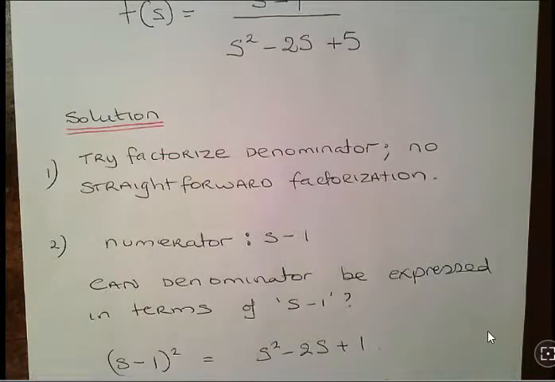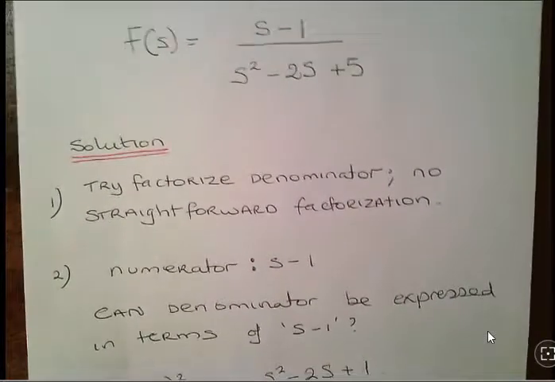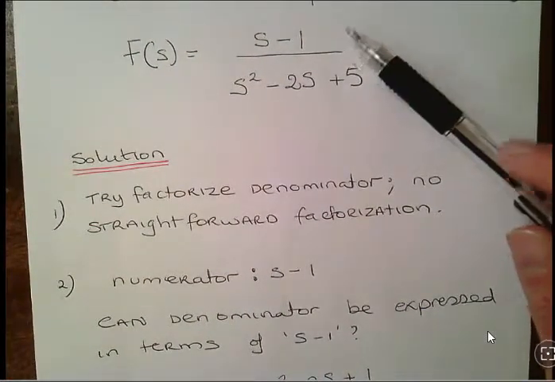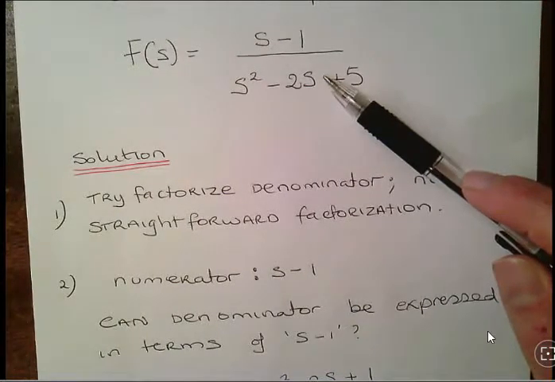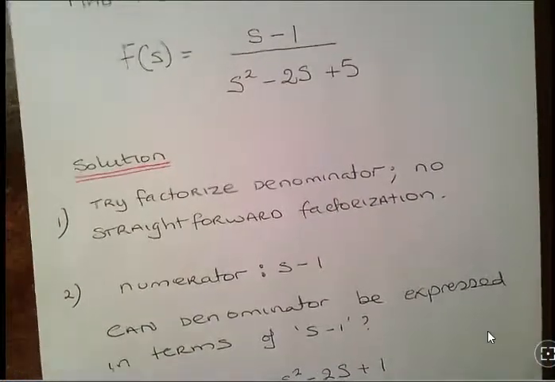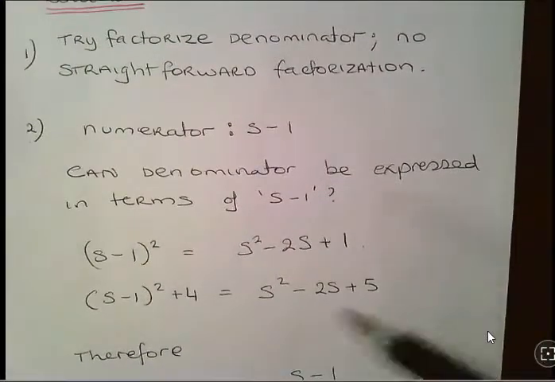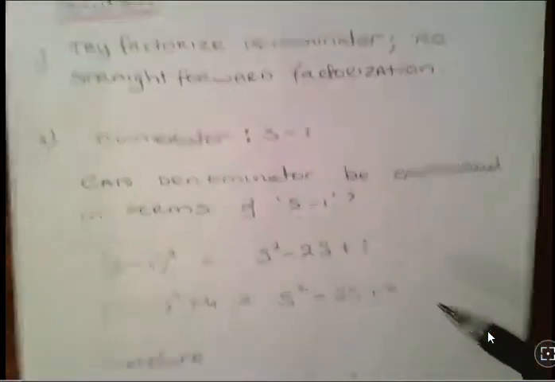The first thing I'm going to mention is that the numerator is s minus 1. So what we might do is see if we can get this in terms of s minus 1. This is a second approach to take, if that doesn't work. Can the denominator be expressed in terms of s minus 1? Well, s minus 1 squared, we've got a square here, so that might help.